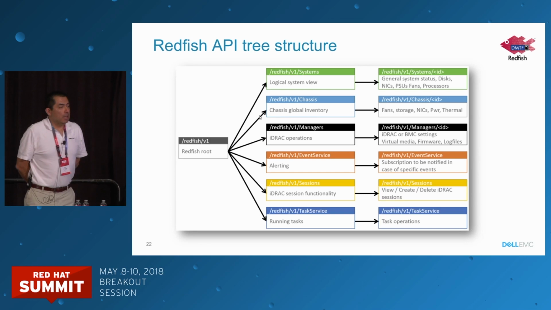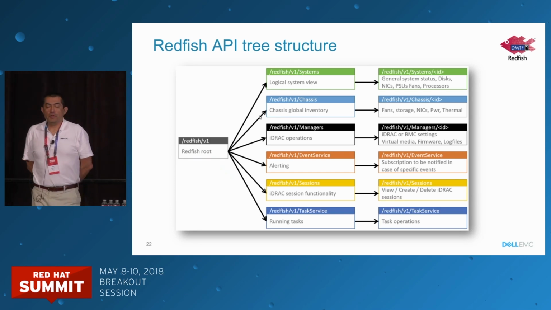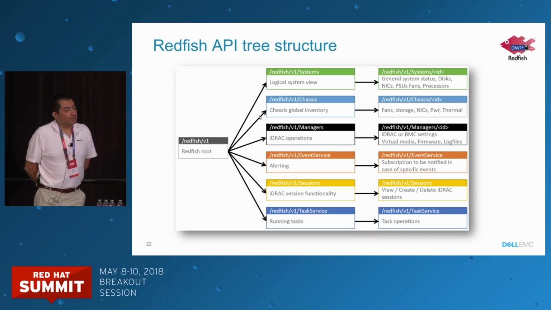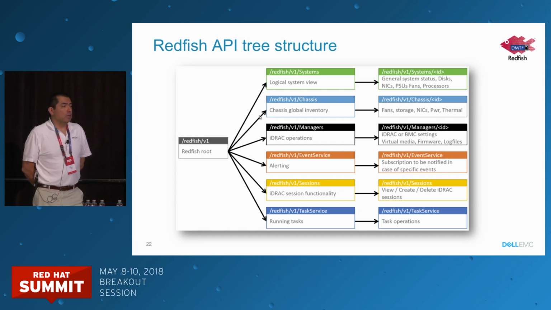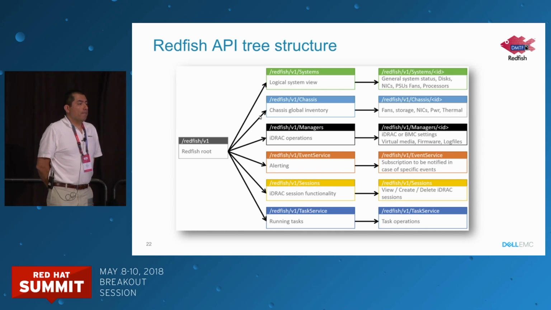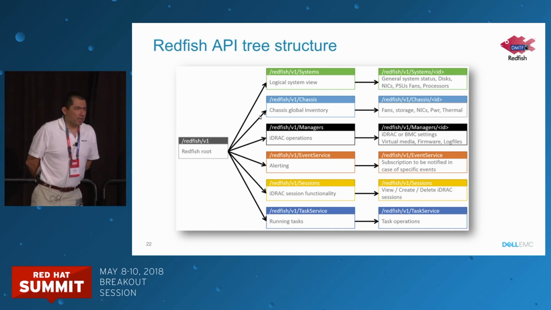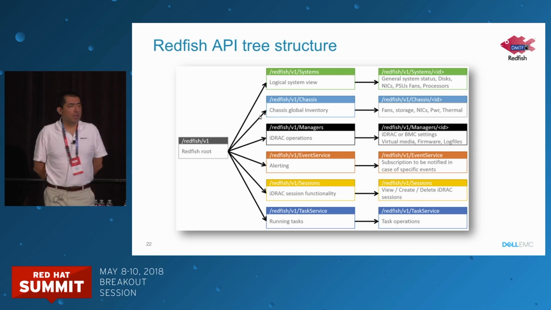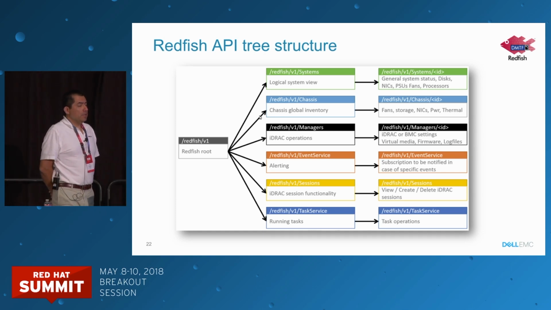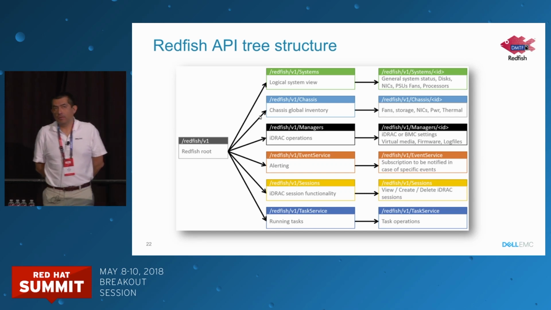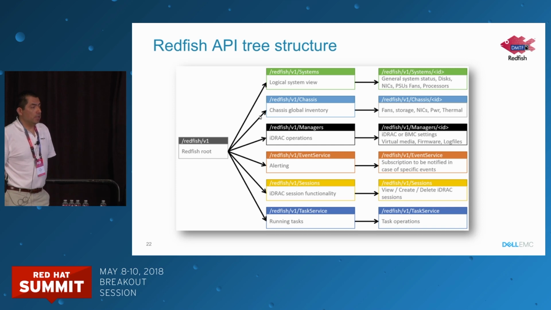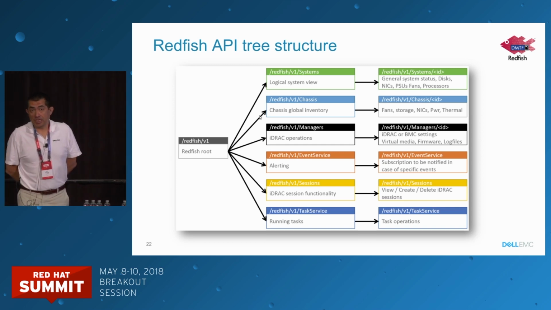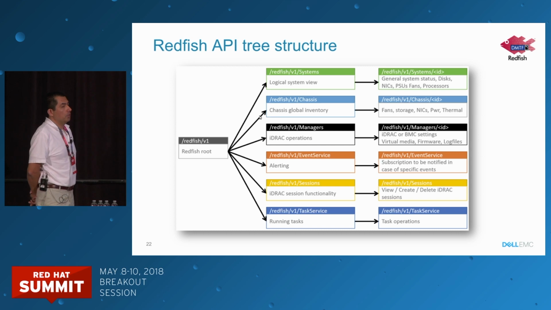This is just a high-level overview of what the Redfish API tree structure looks like. I'm not going to go through every single entry, just the top two. The first one is where you get basic information or inventory about your servers. And the second one, the chassis, is where you get information about the chassis itself. For example, if you have a blade server and you want to get information not necessarily about the blades, but the chassis itself that holds them, then you can use those URLs.